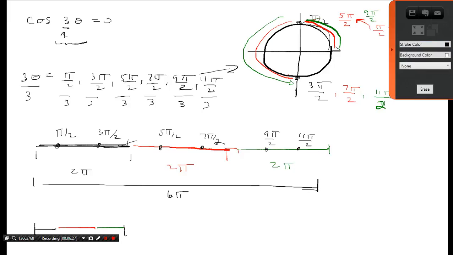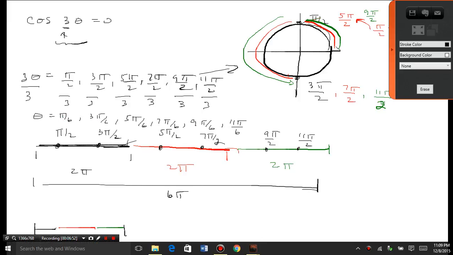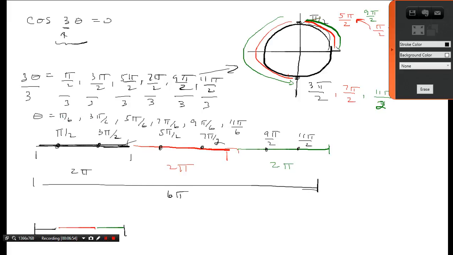And guess what? When I simplify this, I end up seeing that theta is pi over 6, 3 pi over 6, which is just pi over 2, 5 pi over 6, 7 pi over 6, 9 pi over 6, which is just 3 pi over 2, and 11 pi over 6. Notice all of these are less than 2 pi. So let me see if I can move this out of the way. I guess I cannot. So you're going to have to deal with it.